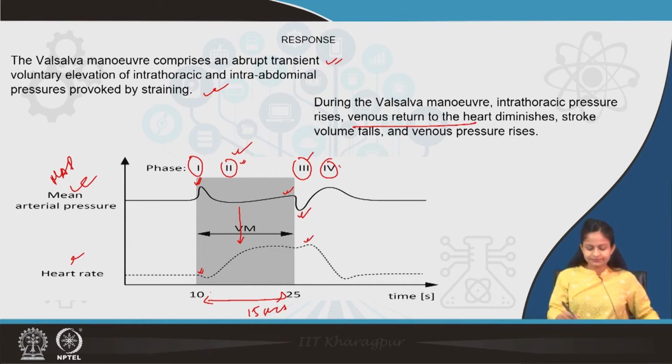And finally, phase 4, where we see a rise in the blood pressure because there is no strain, there is no increased intrathoracic pressure. So, the venous return has normalized. So, there is an increase in the mean arterial pressure and the heart rate is decreased. So, this is all about the 4 phases of the Valsalva maneuver.